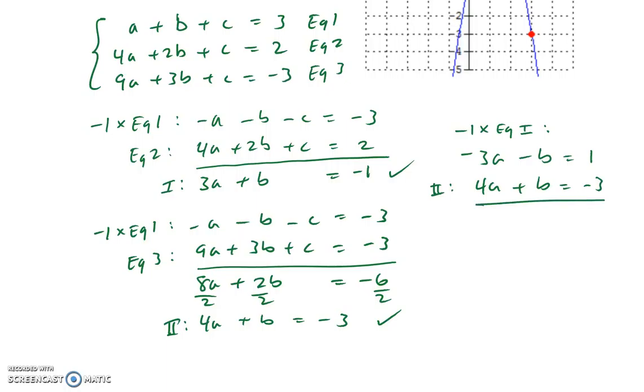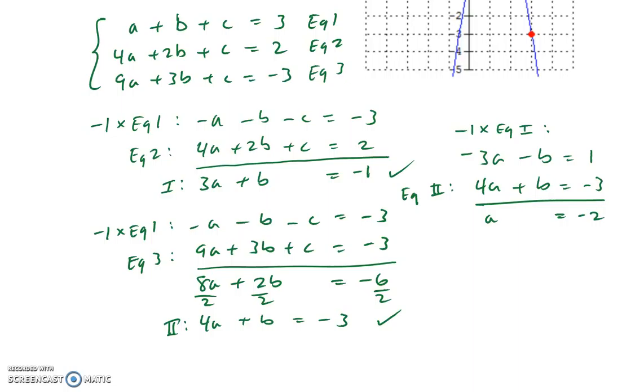Okay, now I'll add those. The whole point here was just to cancel the b terms out. That was the easiest way to deal with this. So I just multiplied equation Roman numeral 1 by -1 and added it to equation Roman numeral 2. Okay, and then adding the terms, -3a plus 4a is 1a. The b terms cancel, and 1 plus -3 is -2, and now I know the value of a is -2.